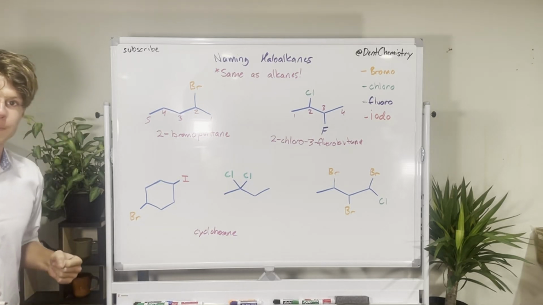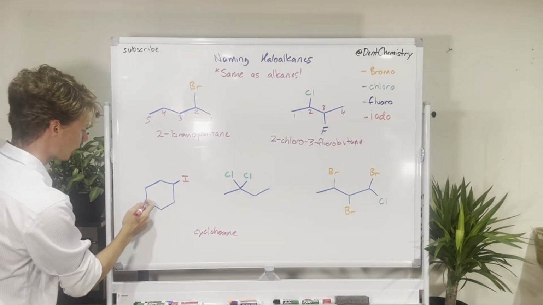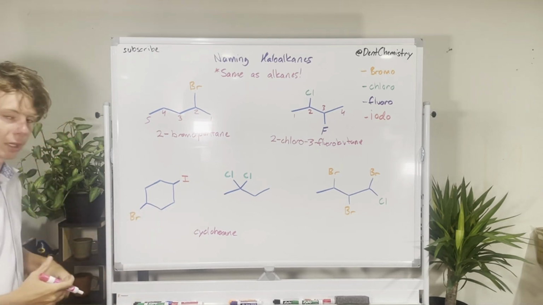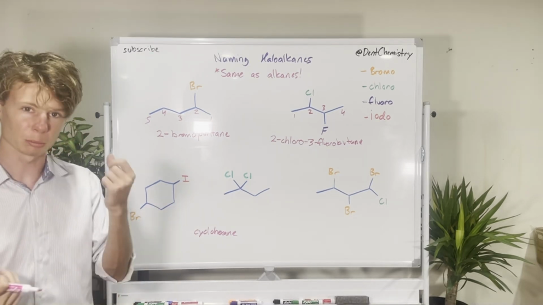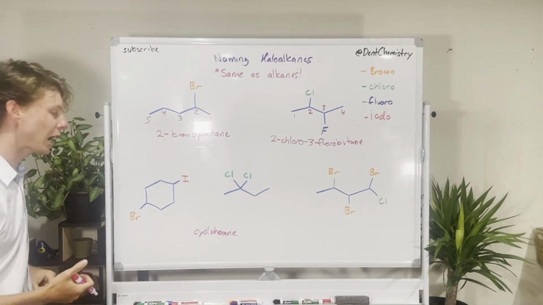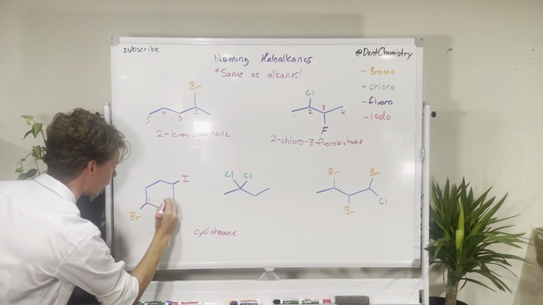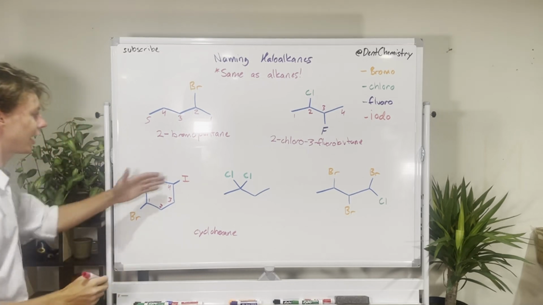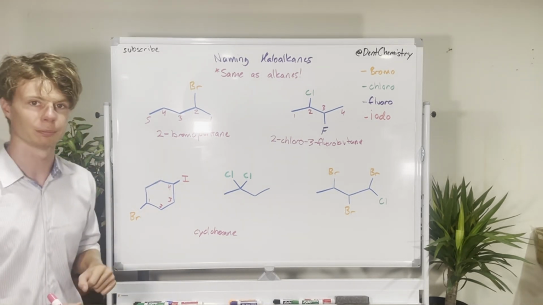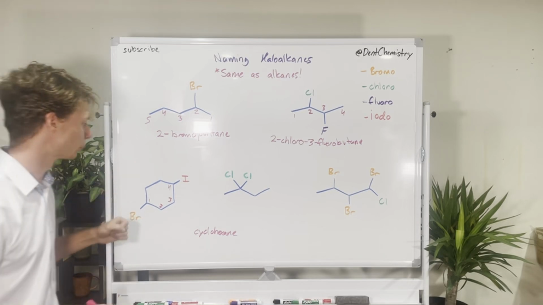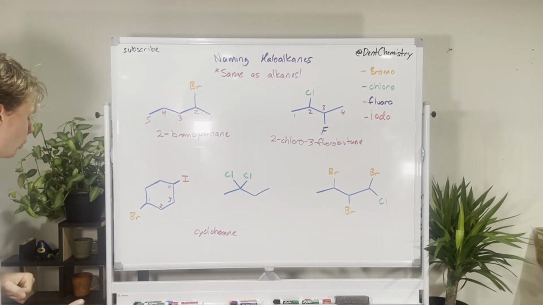Same problem here. No matter how I number this thing, I'm going to get 1 and 4 or 1 and 4. So how do I get the lowest number possible? Remember what the tiebreaker was. We go by alphabetical order. So I'm going to start at bromine and number this. So iodine is in my 4 position. I can go on the bottom, I can go on top, it won't matter. I chose bromo first because of alphabetical order.